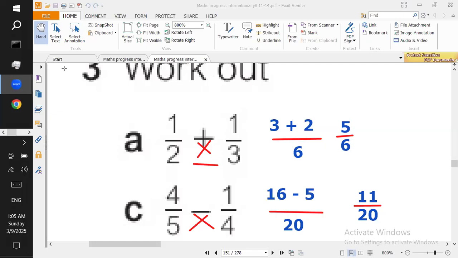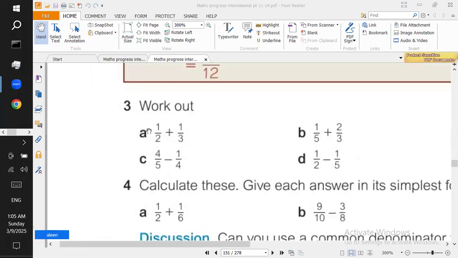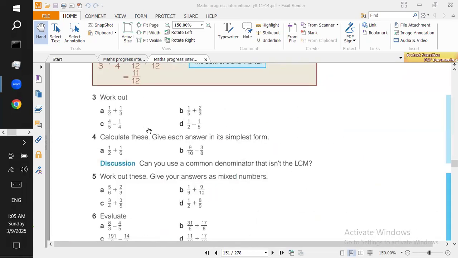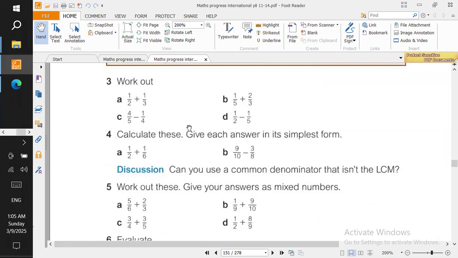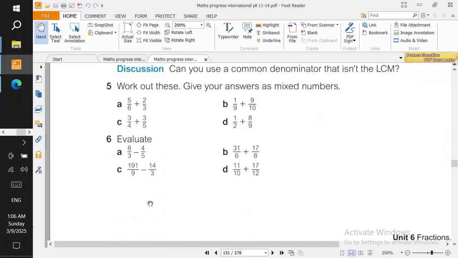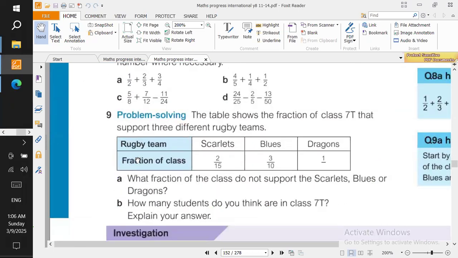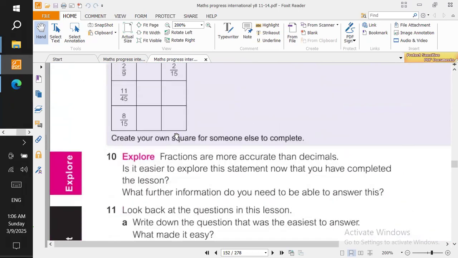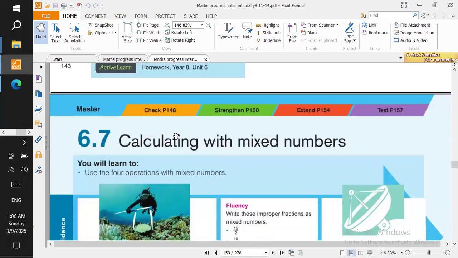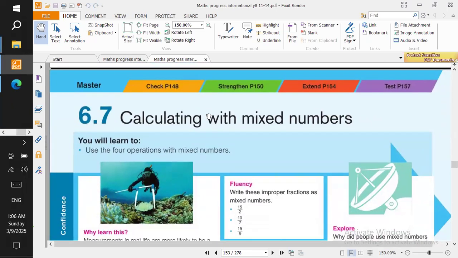Now let's move on to the next question. Here, same ideas: make them have the same denominator, work out the numerators, and find the final answer. And that's it for this lesson, I think. Let's see. Yeah, that's it for this lesson. Now let's move on to 6.7.